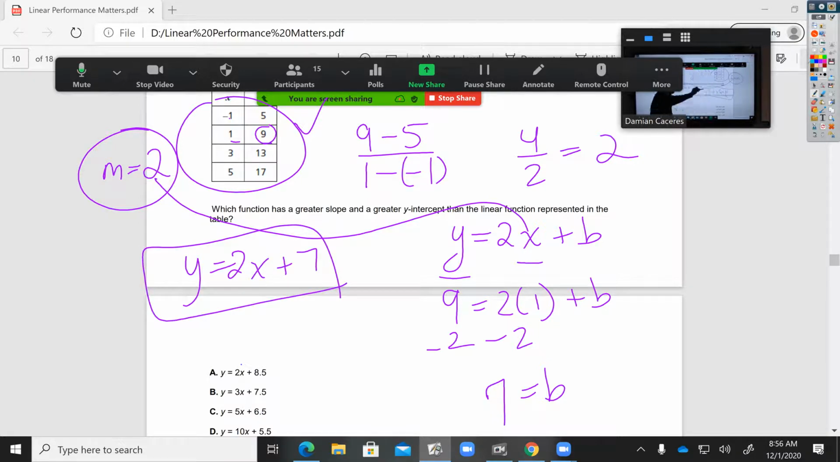Now we can answer the question, which has a greater slope and a greater y-intercept? So we know A can't be correct because 2 is not greater than 2. It's equal to it. So you know it has to be B, C, or D. Which one of those has a bigger y-intercept than positive 7? Only B, which is 7.5. Which one has a greater slope and a greater y-intercept? So you got to find the equation and just look at it.